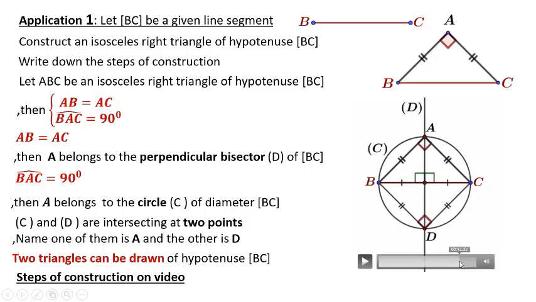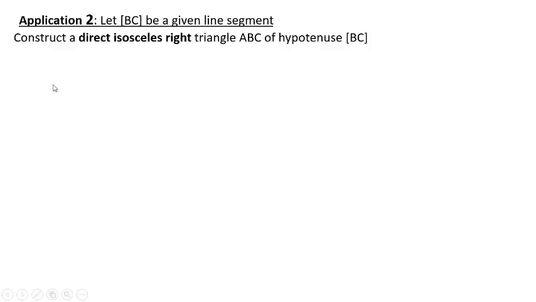Now draw a conclusion. We have two triangles whose hypotenuse is BC. One of them is ABC and the other one is BDC. Let's start with application number 2. Let BC be a given line segment. Construct a direct isosceles right triangle ABC of hypotenuse BC.